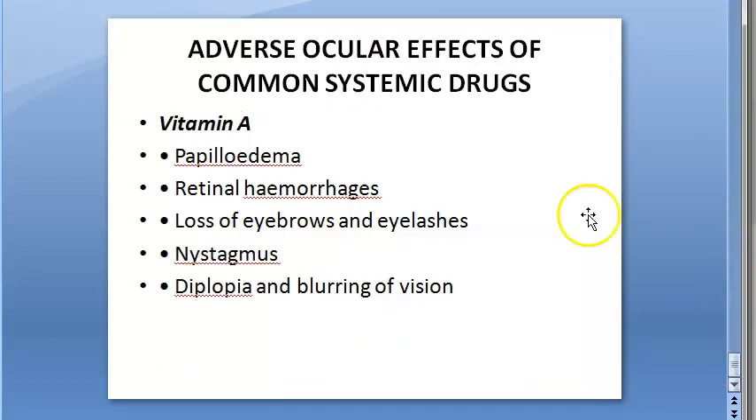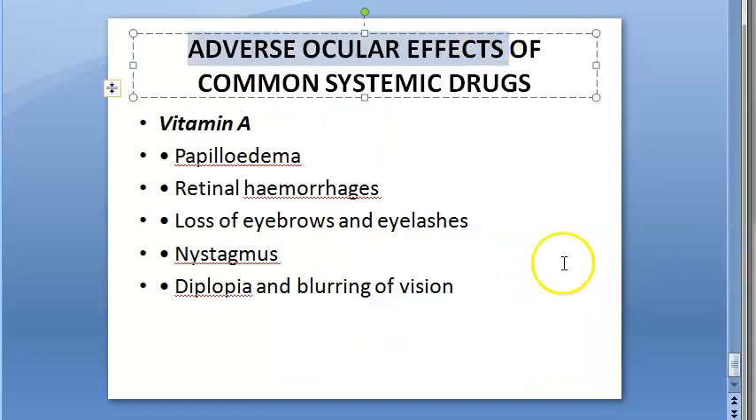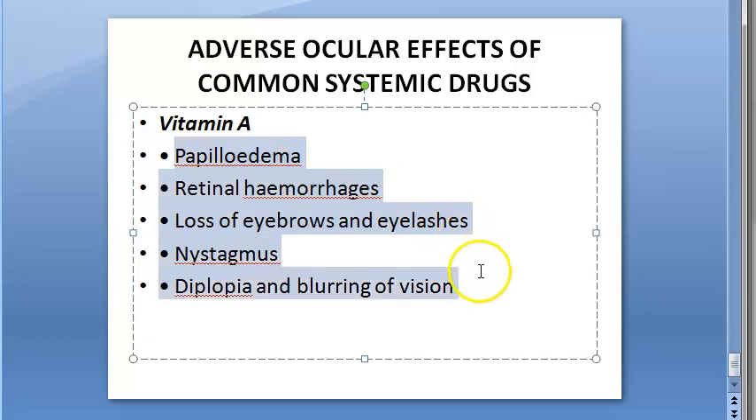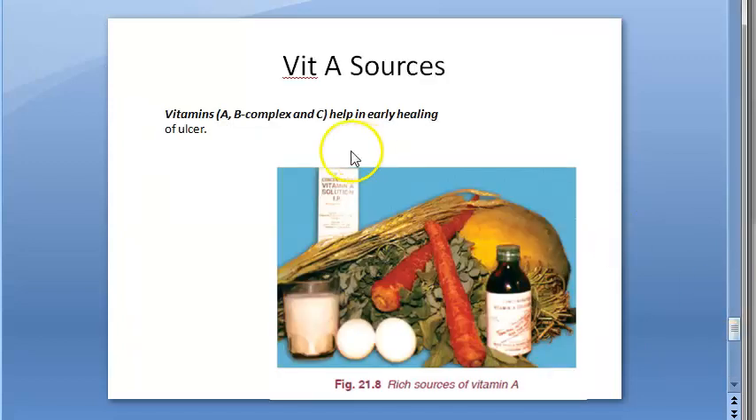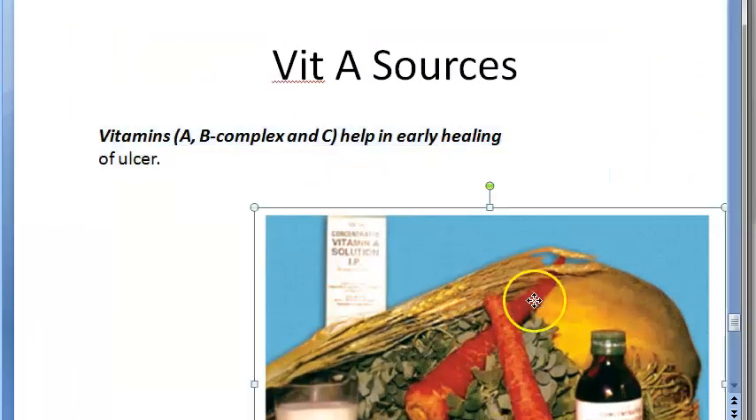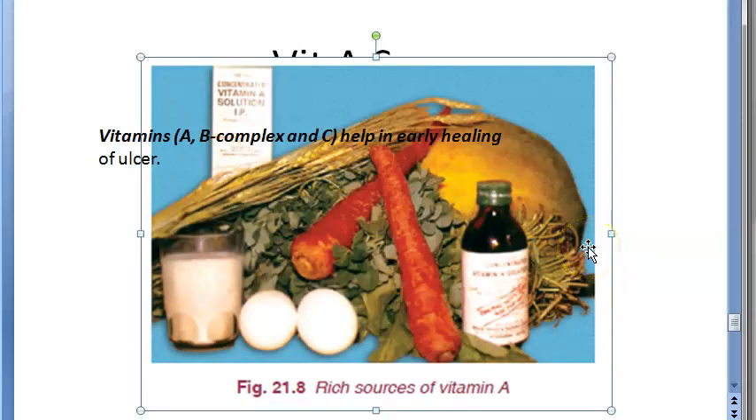Vitamin A also has some adverse ocular effects, which is also bad, like papilledema, retinal hemorrhage, loss of eyebrows and eyelashes, nystagmus, diplopia. Interesting. Okay. So just close this video by learning what exactly the natural sources of vitamin A are. Okay, that's all for now.